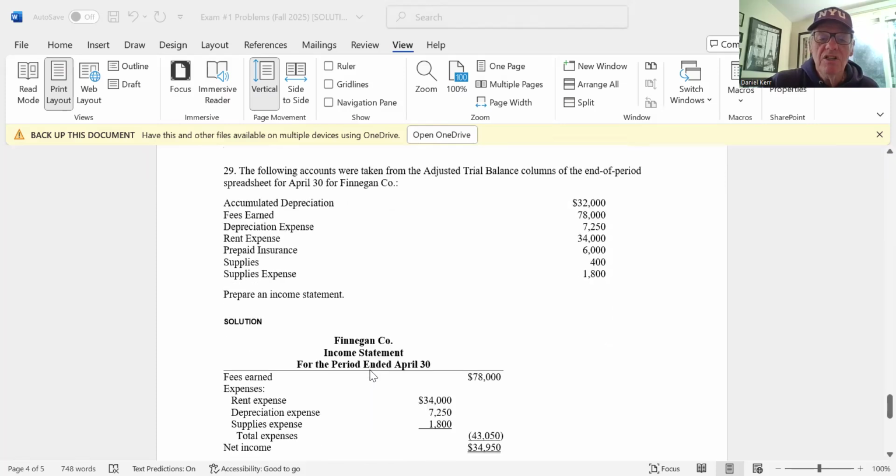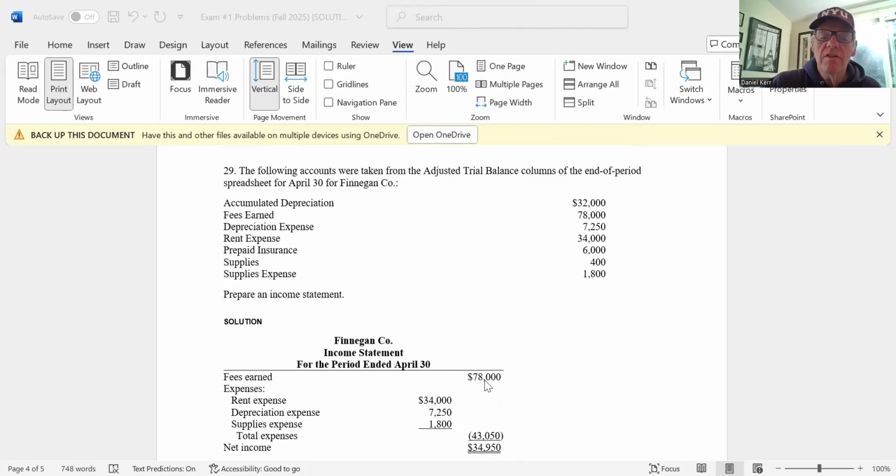So to get full credit on this, you had to put the name of the company, you had to put income statement, and then you had to put the revenues, which was 78,000, minus the total of all the expenses. And the sequence of the expenses, you're supposed to start with the largest expense first, and then work your way down the line. And the last one would have been miscellaneous expense. You didn't have miscellaneous expense in this case. So your net income is 34,950. If you had a number other than 34,950, that meant you had something else for revenues.